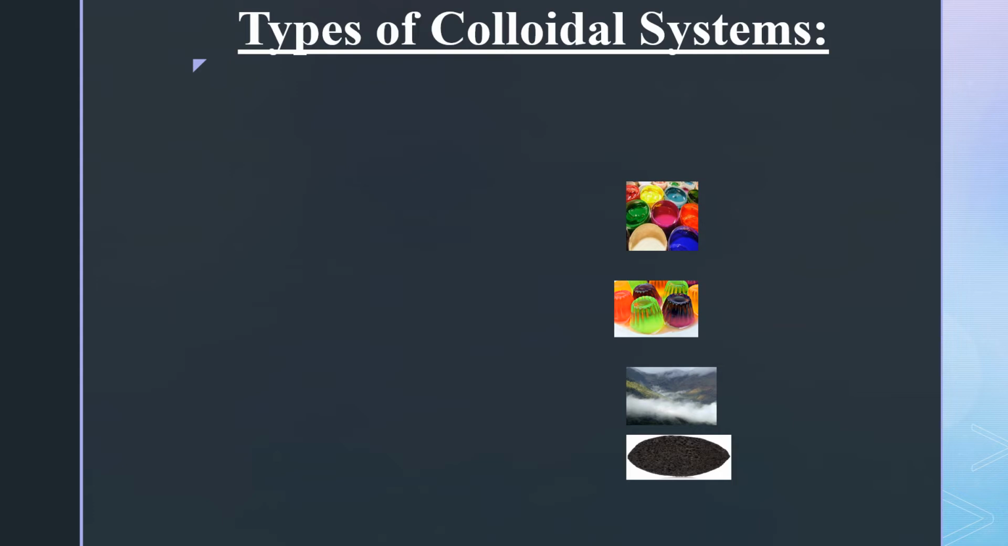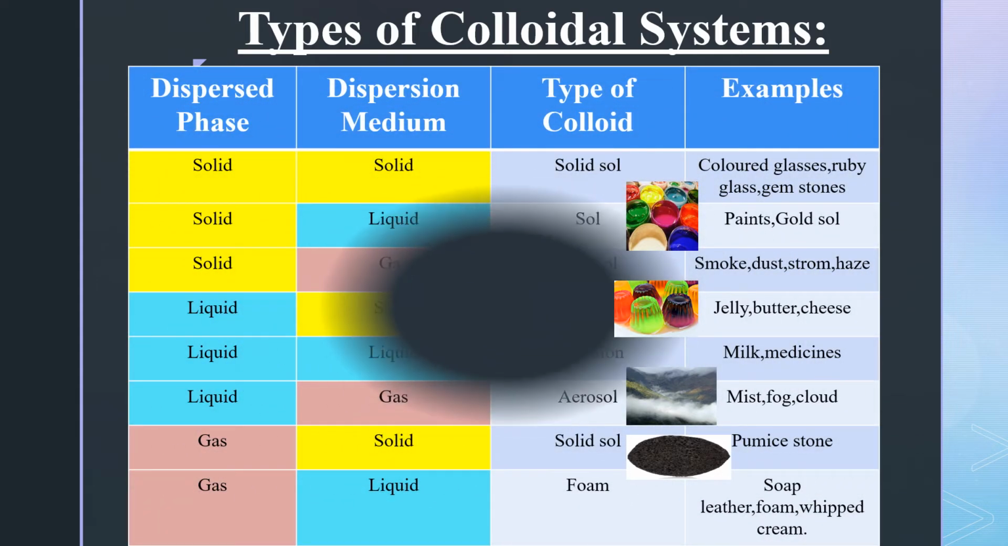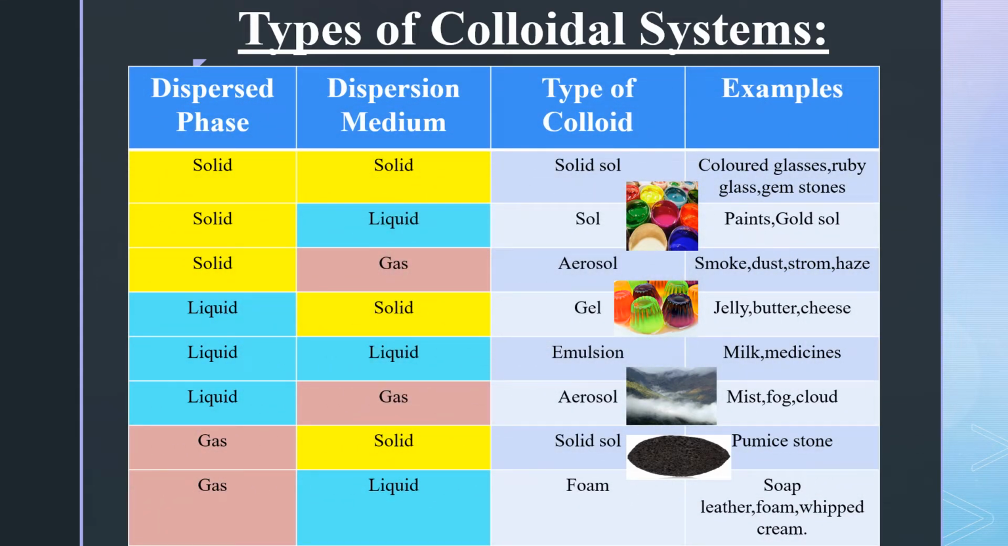So, types of colloidal systems. This can be seen in the table. If we have dispersed phase as solid, these three are of solid, these three dispersed phases are of liquid, and only two phases for gases are here. And if the dispersed phase is solid and the dispersion medium is solid, then that type of colloid is known as solid colloid. Examples for such type of colloid are ruby glass and gemstones. These are the examples of solid dispersed phase, solid dispersion medium.